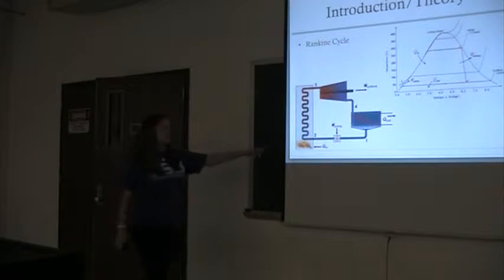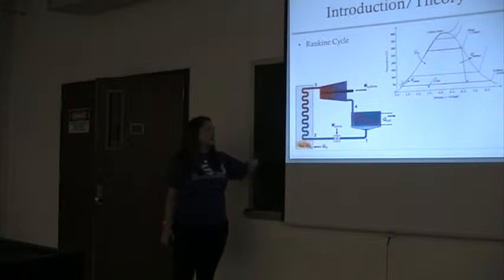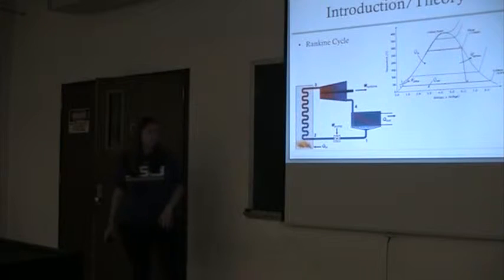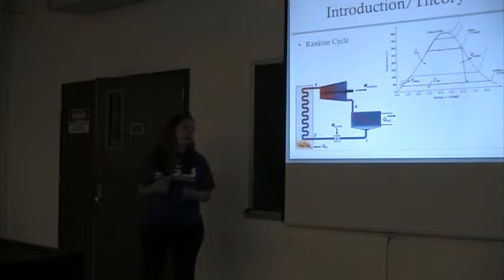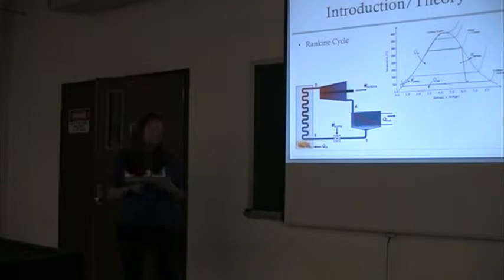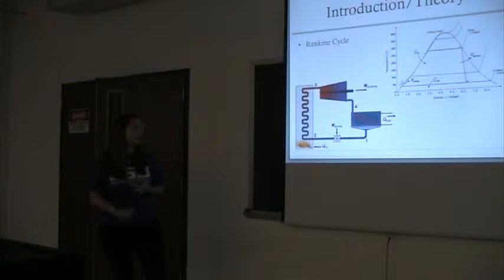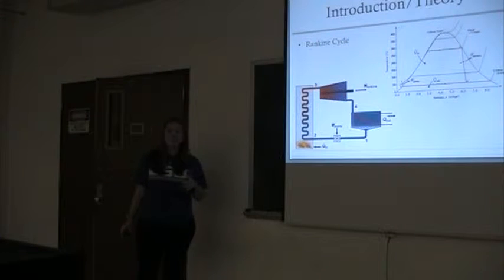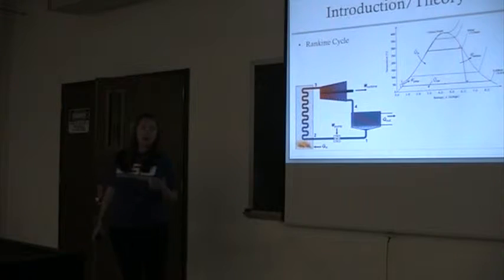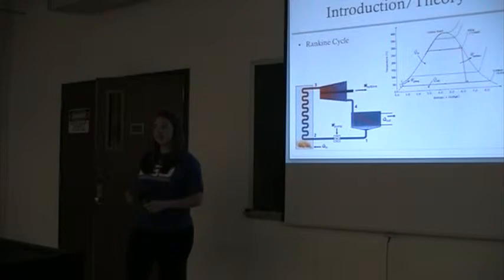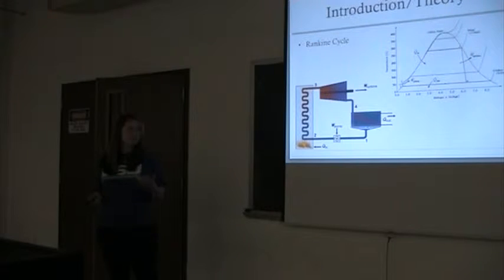Okay, this is a basic diagram of a Rankine cycle, and then that is the temperature versus entropy graph for an ideal Rankine cycle. Basically, we all know what it is from thermo. It has four subsystems: turbine, condenser, pump, and a boiler. It's used as the ideal system for vapor power plants to produce energy.